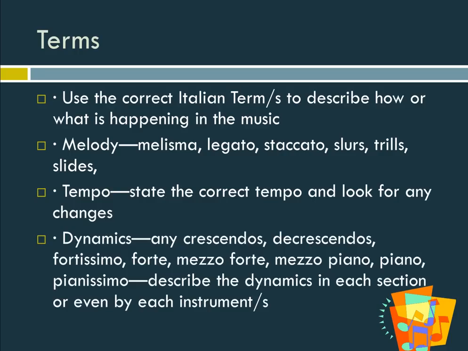And dynamics. Are there any crescendos or decrescendos? In other words, are they getting louder or are they getting softer? Is it fortissimo, forte, mezzo forte, mezzo piano, piano, pianissimo? Describe the dynamics in each section or even by each instrument, because sometimes the underlying instruments are really, really soft and playing pianissimo, yet the vocal line might be quite loud and mezzo forte.